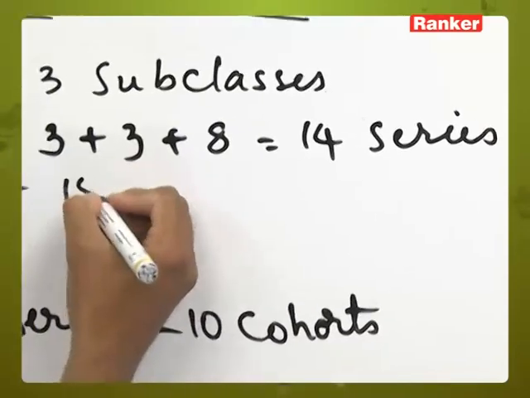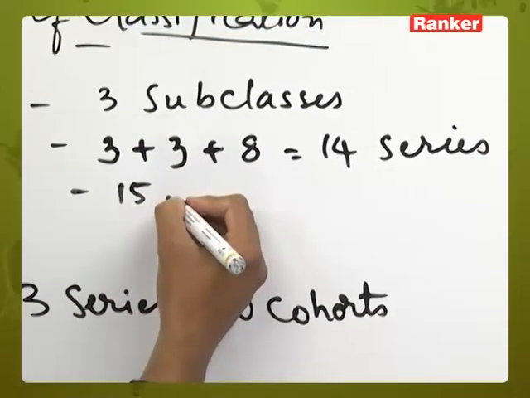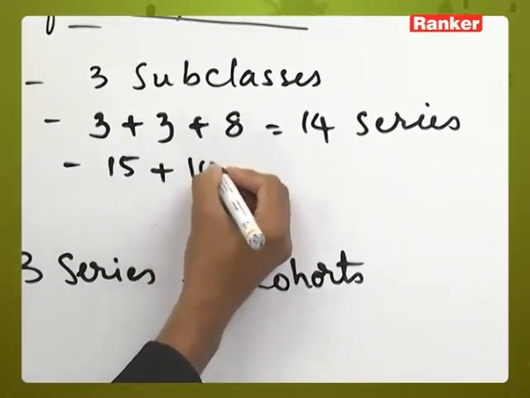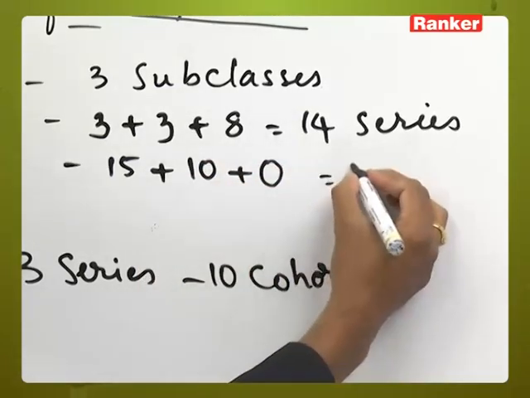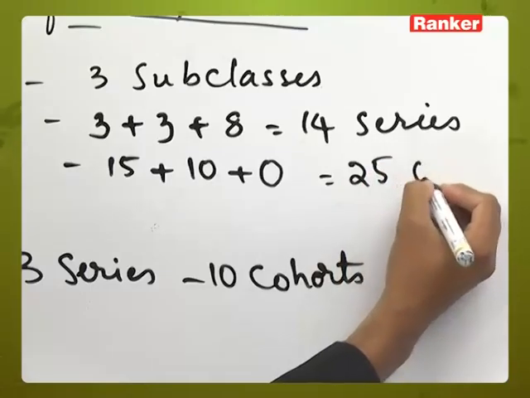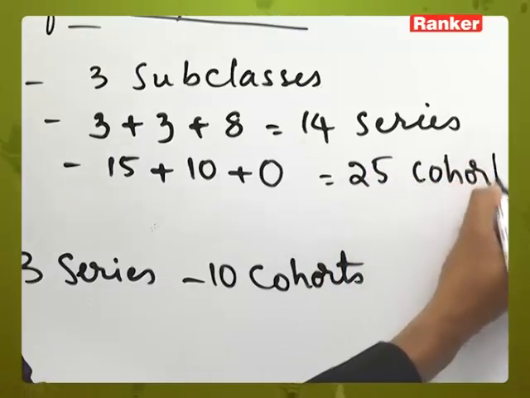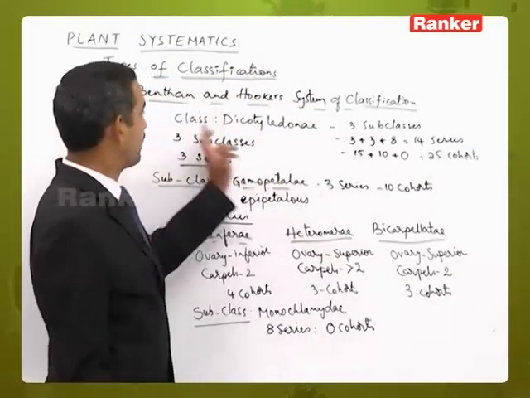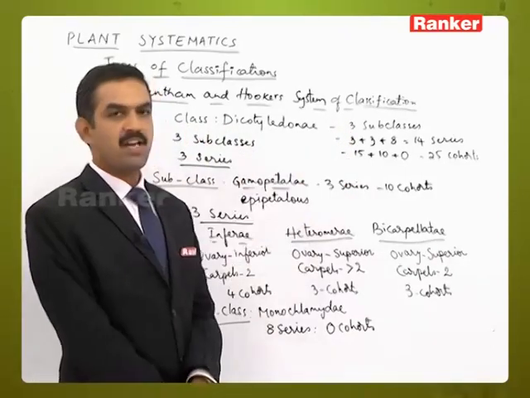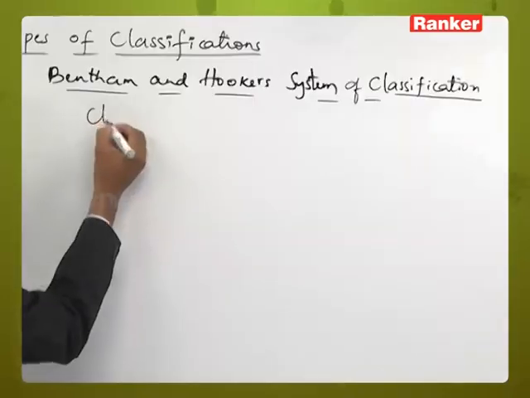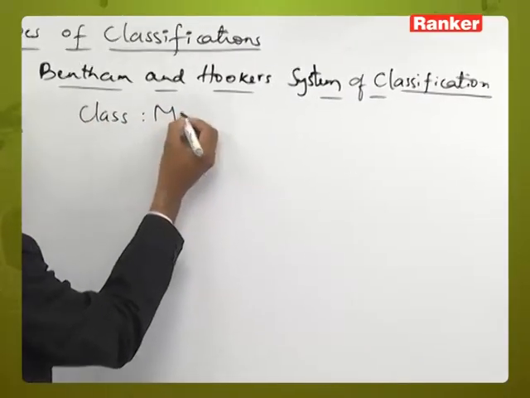Then 15 cohorts in Polypetalae, 10 cohorts in Gamopetalae and 0 cohorts in Monochlamydeae. So, it comes to 25 cohorts. So, this is about the class Dicotyledonae: 3 subclasses, 14 series and 25 cohorts are present. Class Monocotyledonae.